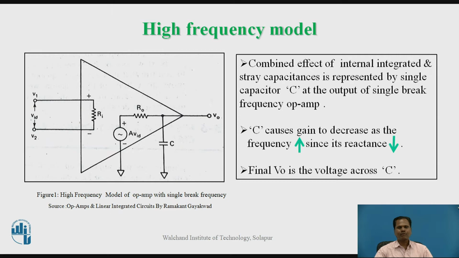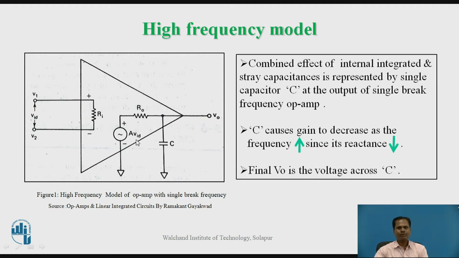The total capacitive effect is represented by a single capacitor at the output terminal of the operational amplifier. So in this high frequency model, the single capacitor is connected at the output terminal, where Rho is the output resistance of the operational amplifier. A into VID is the output voltage due to the input voltage. A stands for the basic gain of the operational amplifier, that is, the open loop gain, and VID stands for the effective input voltage, that is, the difference between the voltage at the non-inverting input V1 and the voltage at the inverting input V2.